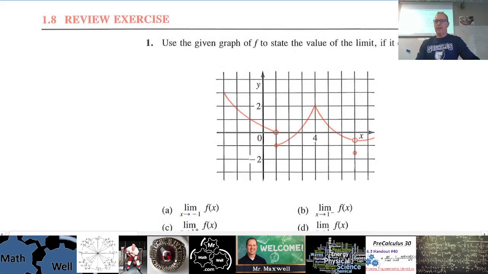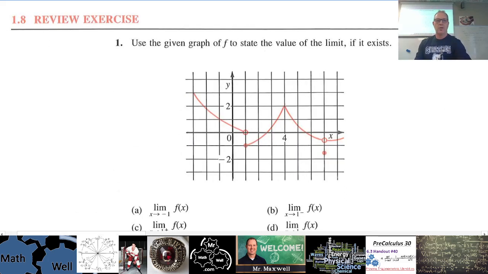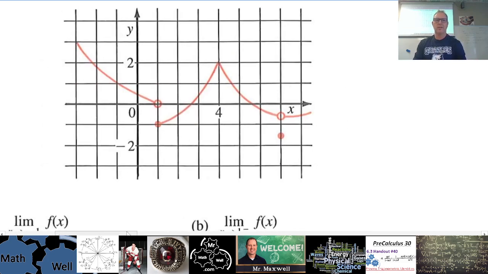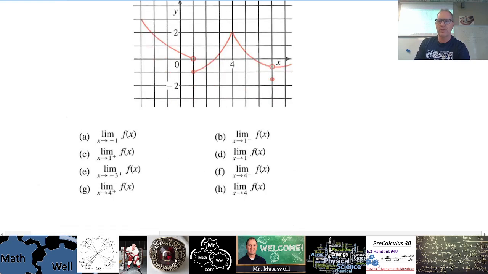So this one right here is just like question number 1 on the quiz, or number 2 on the quiz, I guess. So let's take a look at this from your review exercise in your text. This graph is in your text here, and there are some questions about limits regarding this graph. So let's just take a look at this.